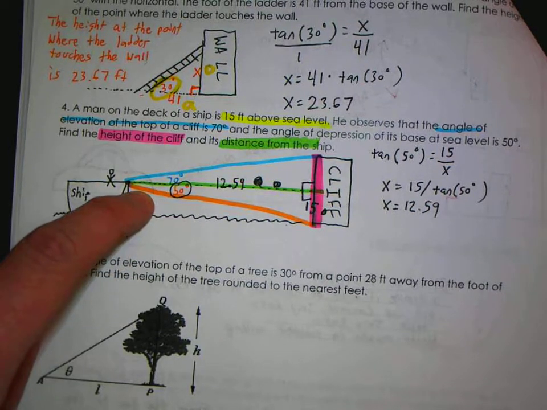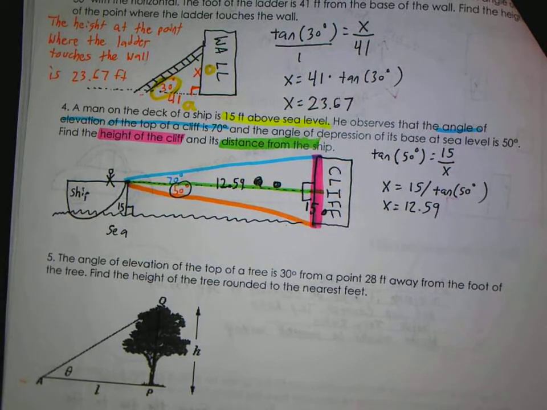What I did last year is I said, okay, if this is 50 degrees, then that's 40 degrees. And then I used the 40 degree routine to find this, which means I would use opposite. And that's why my answer was slightly different.